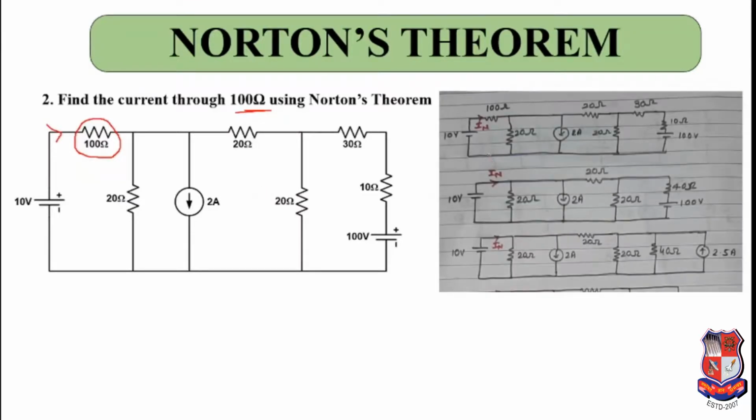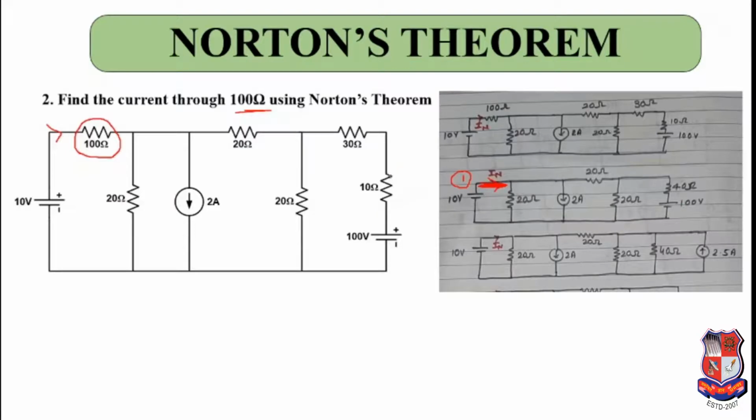So let us try to solve. The first step will be to short circuit it. Wherever you need to find current, short circuit that element. If you observe here, this circuit looks like a series-parallel combination. So what I have done.